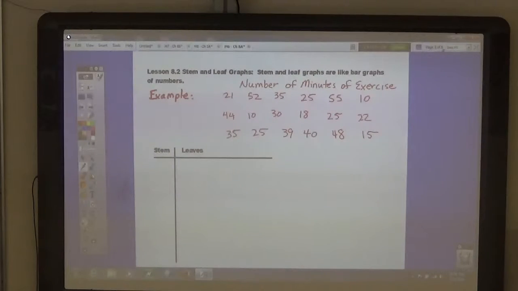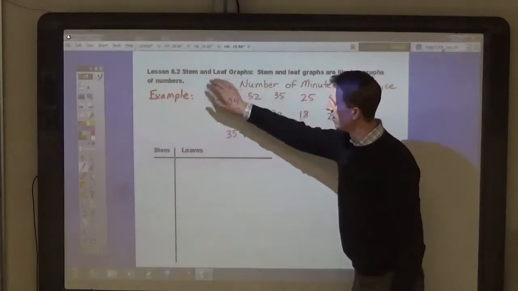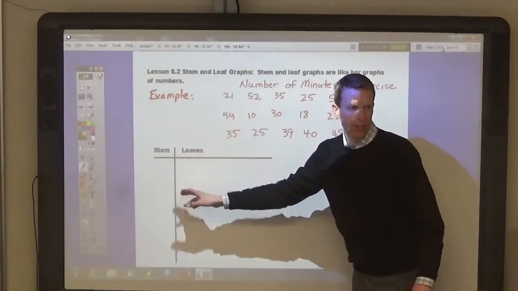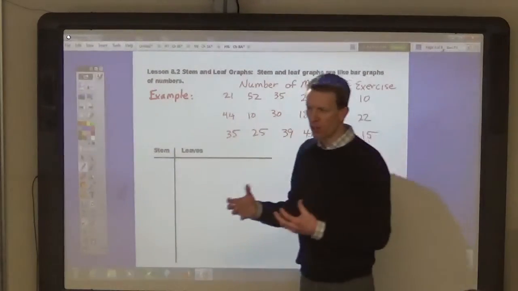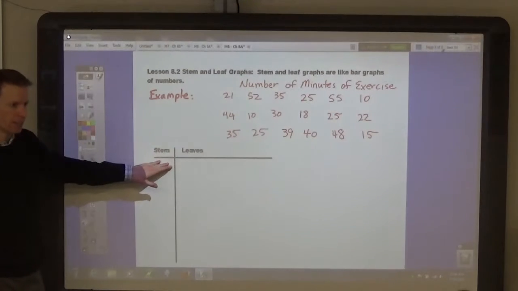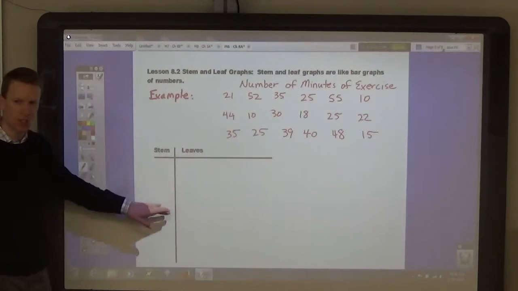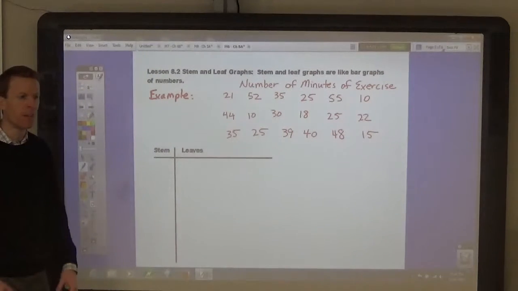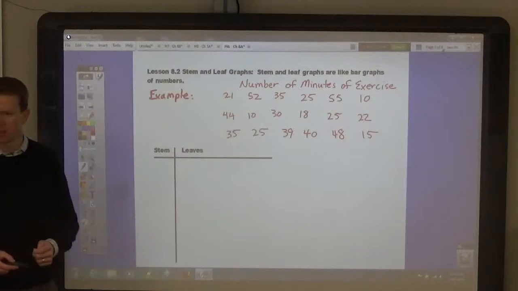On stem and leaf graphs. Lesson 8.2, 6th graders. Stem and leaf graphs separate the numbers and organize them for you so that it kind of looks like a bar graph. So you can tell how many numbers are in the teens, 20s, 30s, 40s. It also helps you to find the middle of the numbers easily.